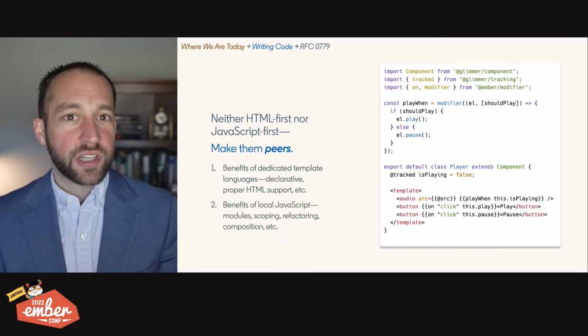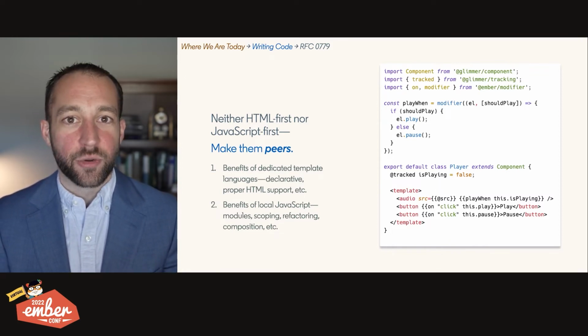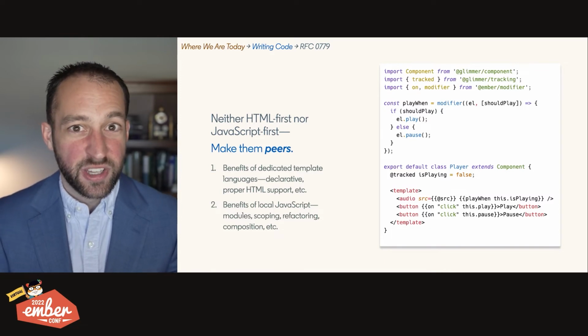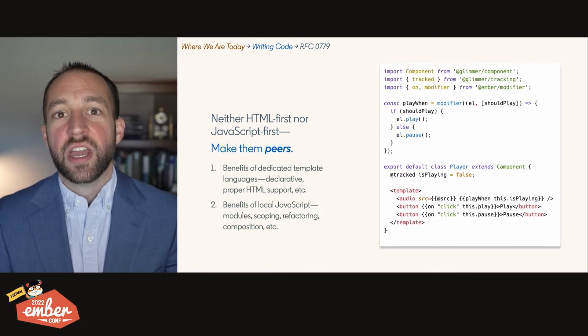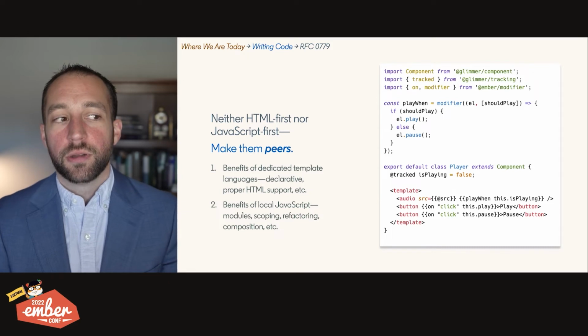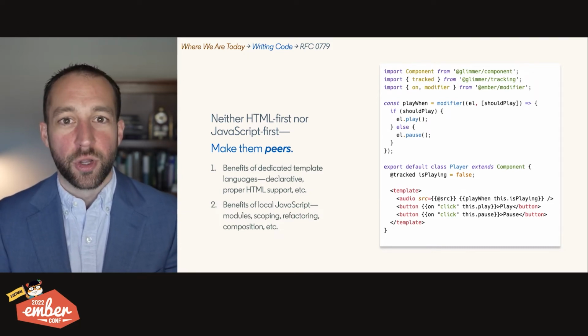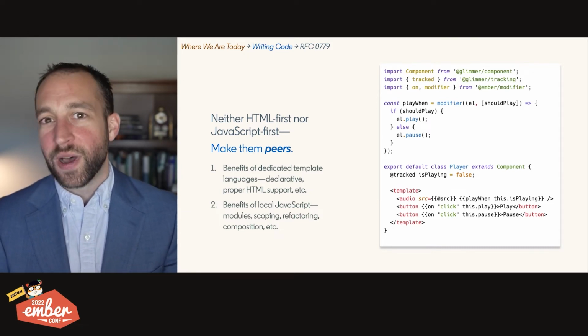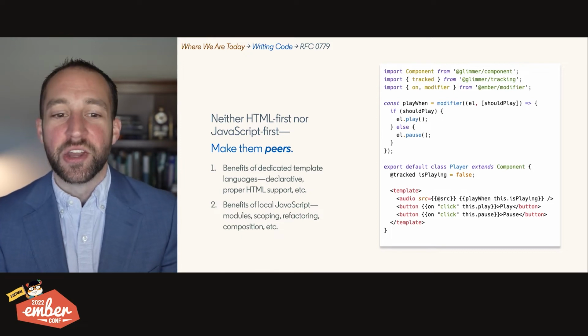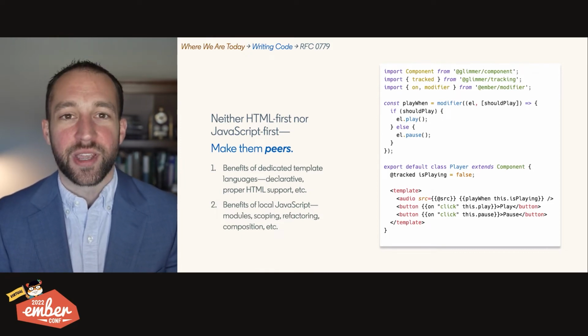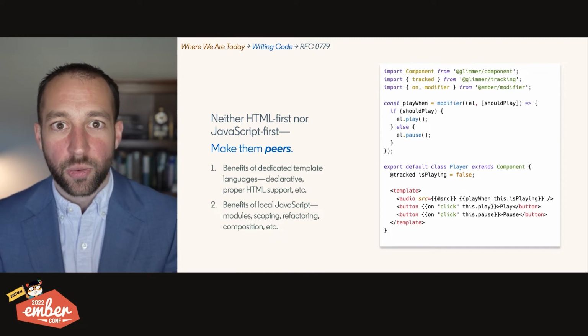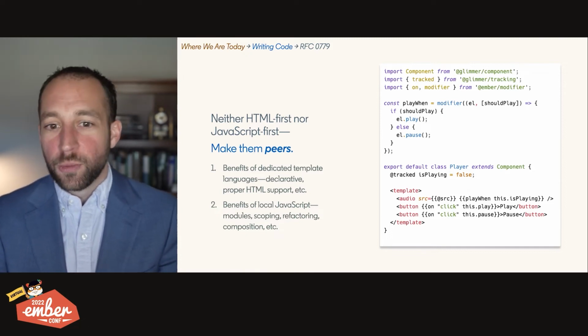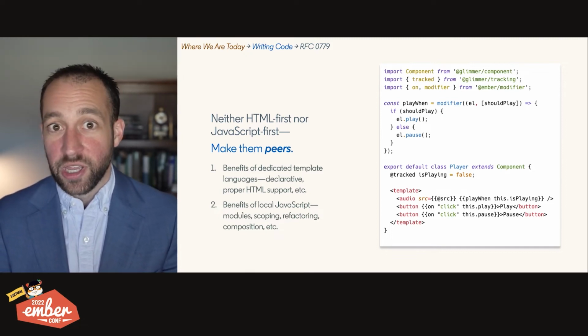So we want to keep the benefits of dedicated templating languages, that we can use actual native HTML syntax, that it's nice and declarative, that we're not mixing concerns. But at the same time, we can have the benefits of local JavaScript. We get to use modules for scoping or namespacing. We get to refactor easily. We get to compose things nicely. We can extract local-only components or helpers or modifiers. That's what I'm showing in this example here.